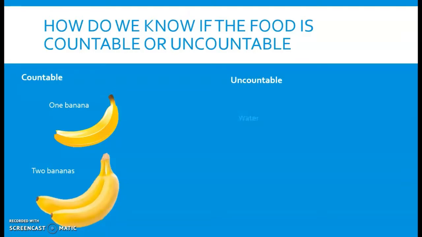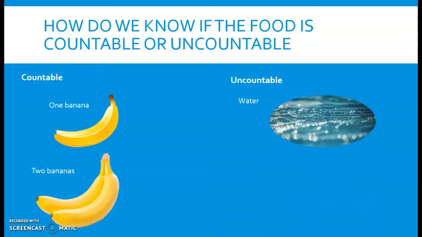Meanwhile, for an uncountable noun, for example, water, there is no such thing as one water, two waters. So the only way that we can make it countable is by putting the collective noun in front of the noun water. For example, a glass of water.